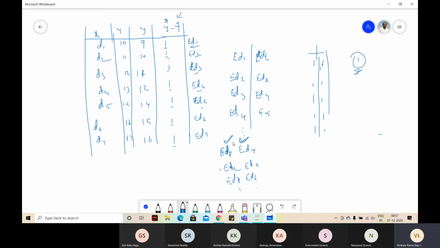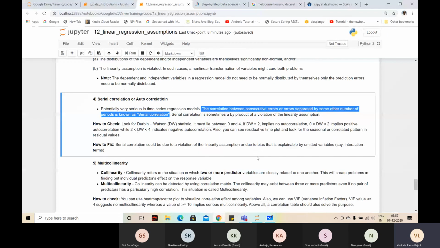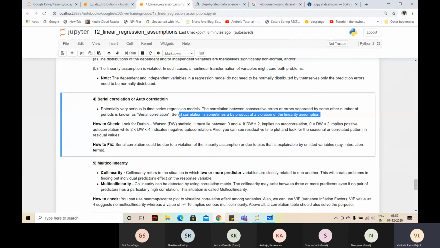Serial correlation may happen because of violation of linearity, or the data set may belong to a time series problem and you are trying to build a linear regression algorithm. Whether the data set belongs to linear regression or time series can be understood by fitting a linear regression algorithm and looking at whether serial correlation is there or not. Got it? Any questions?